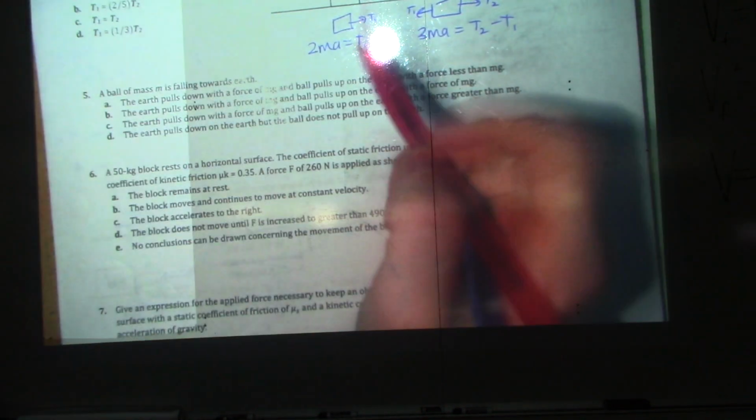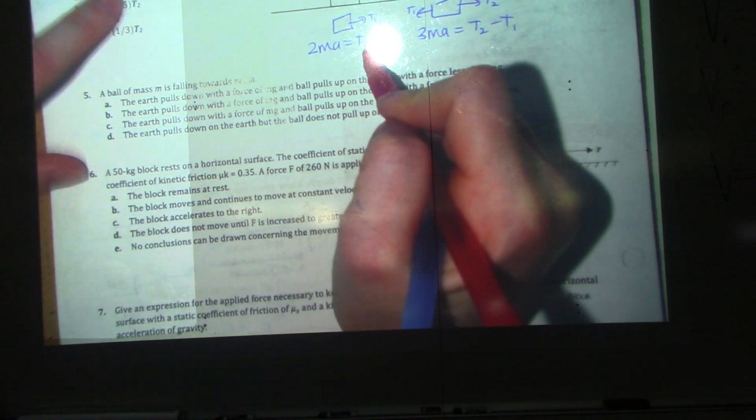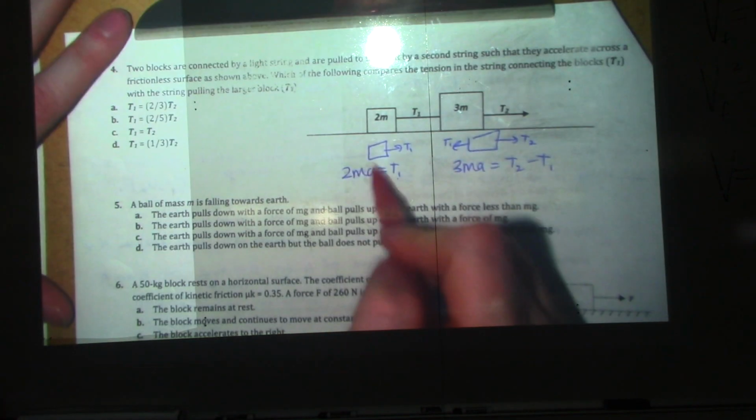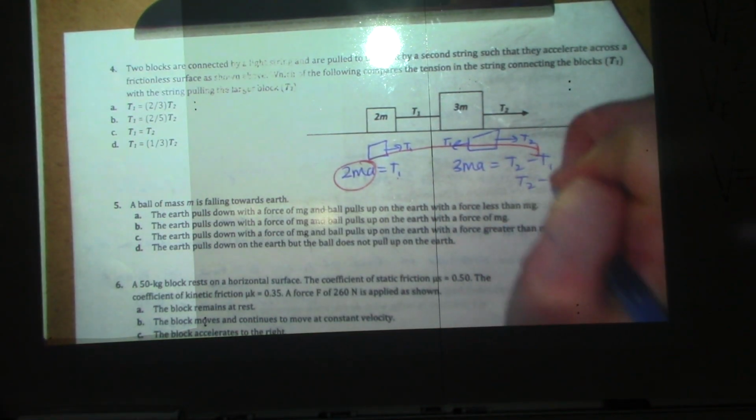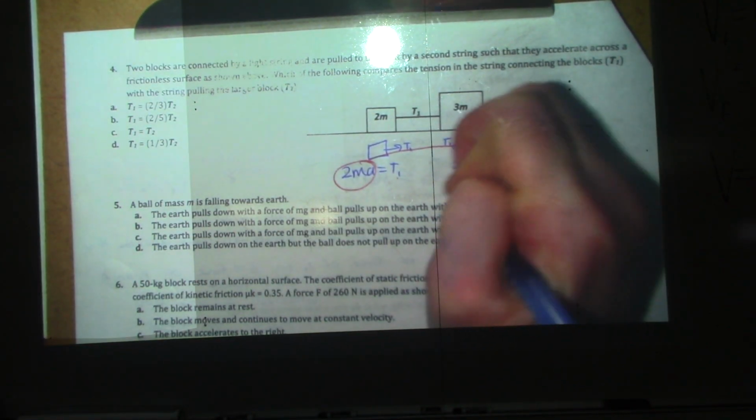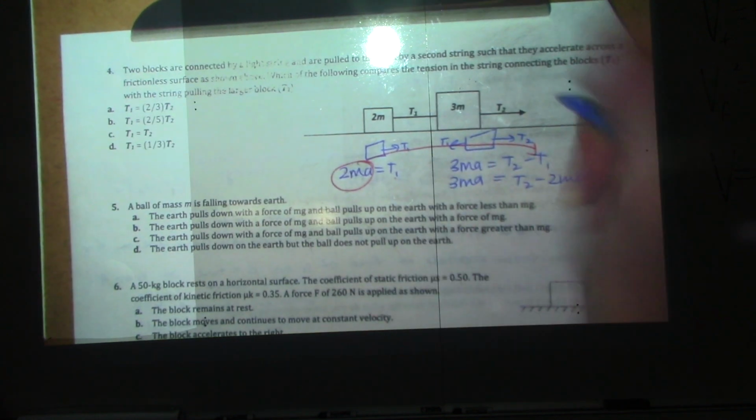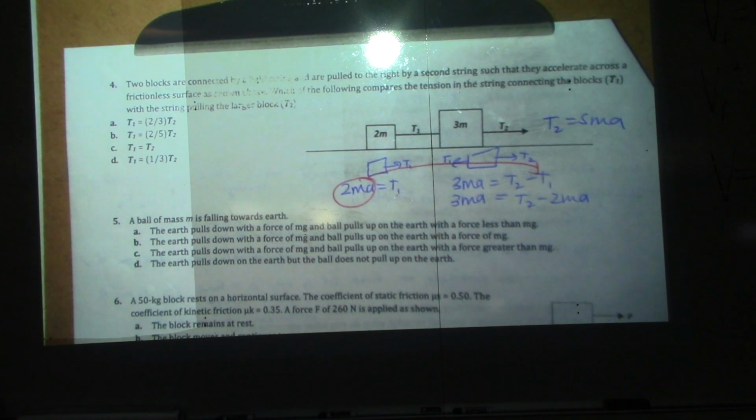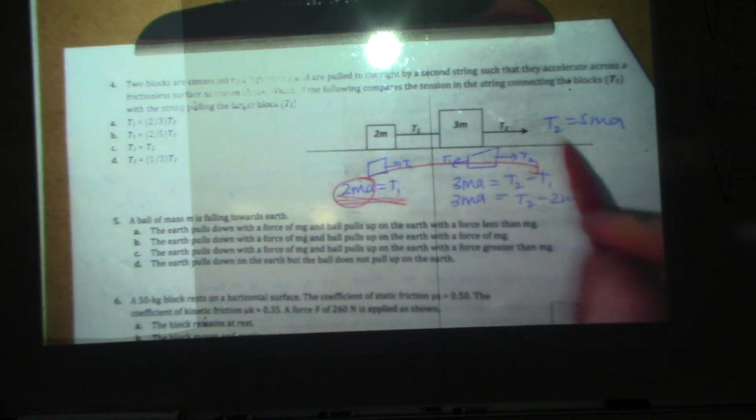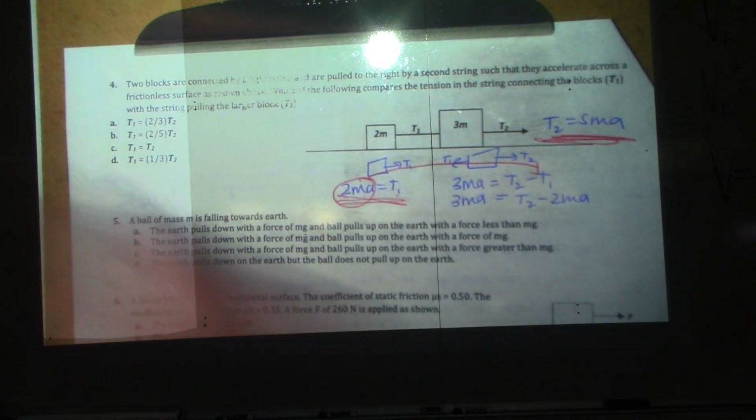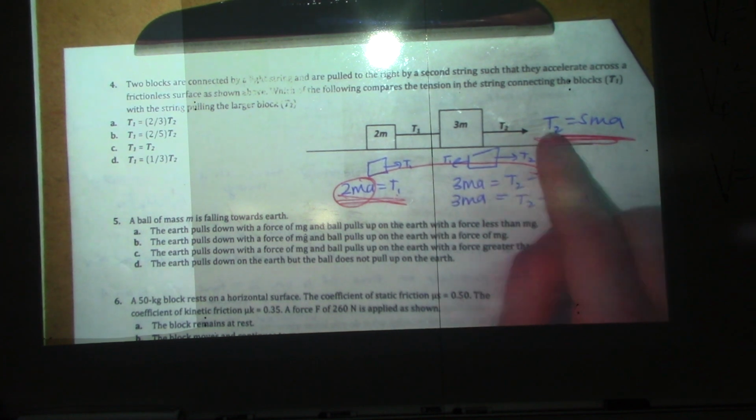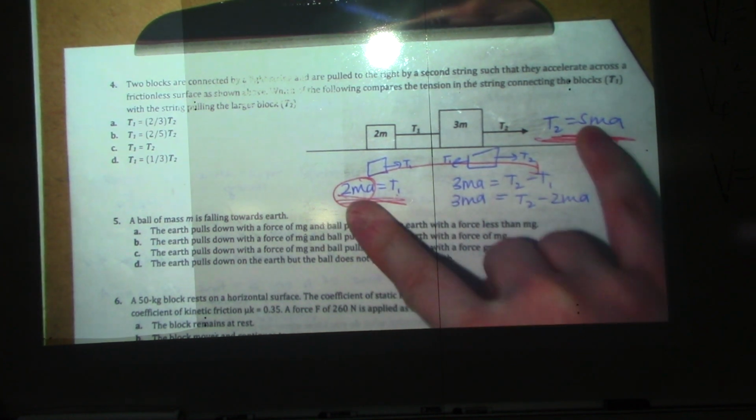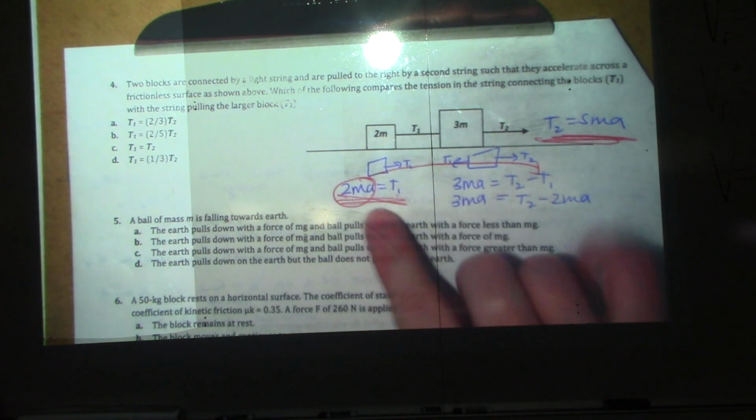And then I want to know what T1 is, but I don't want a in my answer, so I'm going to take this and substitute it in over here. So that's going to be T2 minus 2ma is 3ma. Add that over, that gives me that T2 is 5ma. Now, if T1 is 2ma and T2 is 5ma, and I'm looking for what T1 is compared to T2, well, I know it's less. And specifically, if you're looking at your factors, it's 2/5 less.